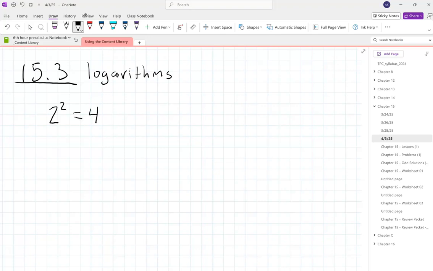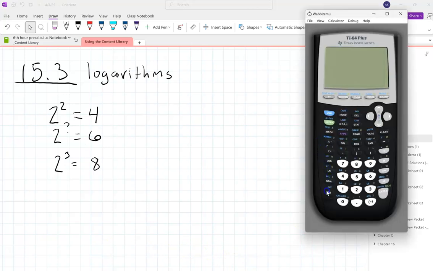So if I have 2 squared, I know that's 4. And 2 to the third, I know that's 8. But what if I wanted to know what is 2 to the what gives me 6? Well, we know how to do that on our calculator, right? We can just graph 2 to the x, and graph 6 and find the intersection, just like we've been doing. It just looks like solving an exponential equation.